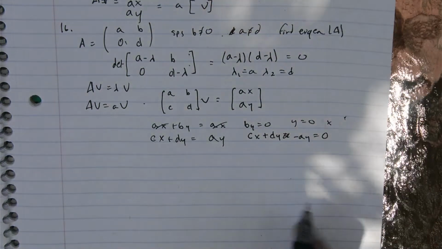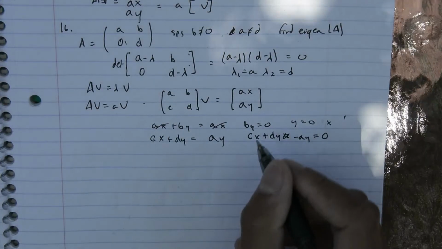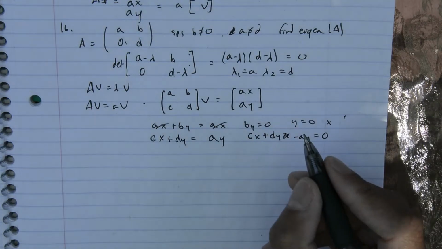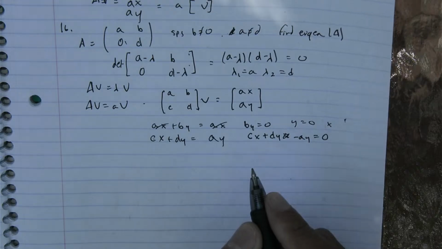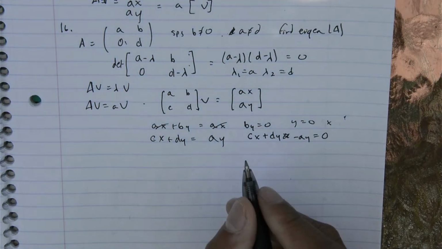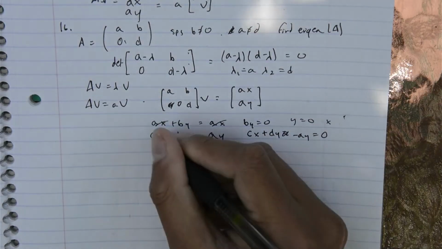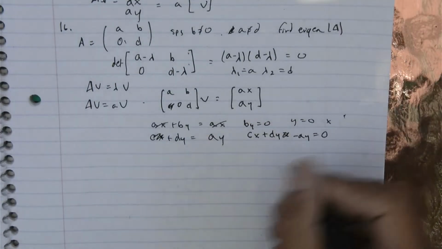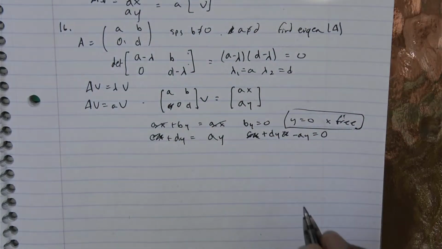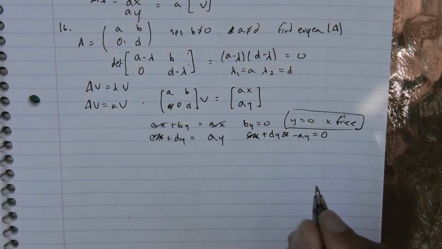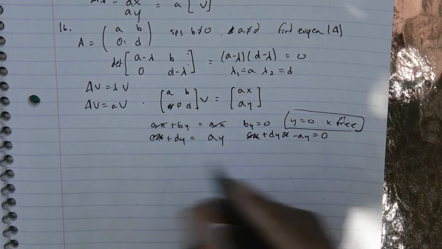Wait, am I doing this right? This seems wrong. What if we, oh, wait. That's because, no, this is 0. I forgot. This is 0. Yeah. So then we get, so X is free and Y is 0. Okay. So that's for the other one, that's okay. Let's do the other one now.